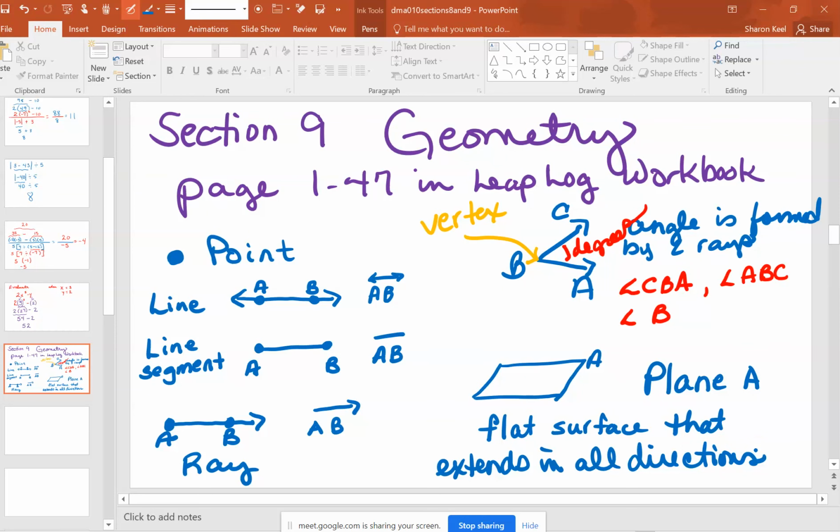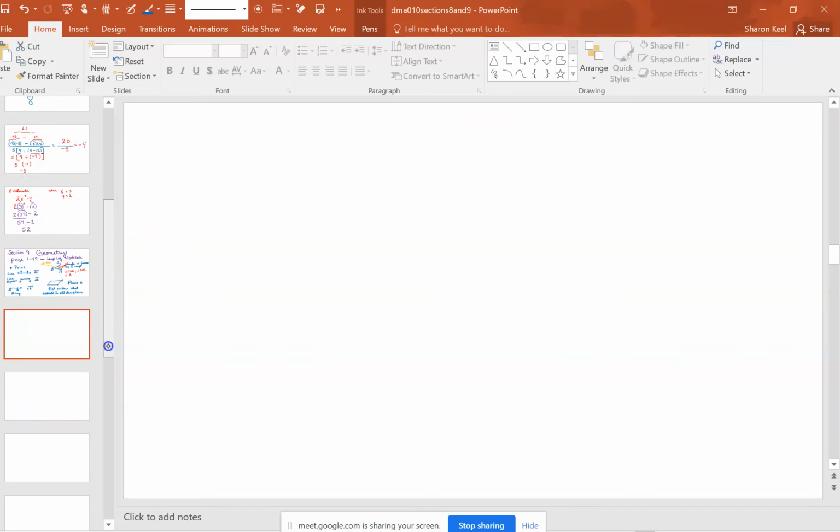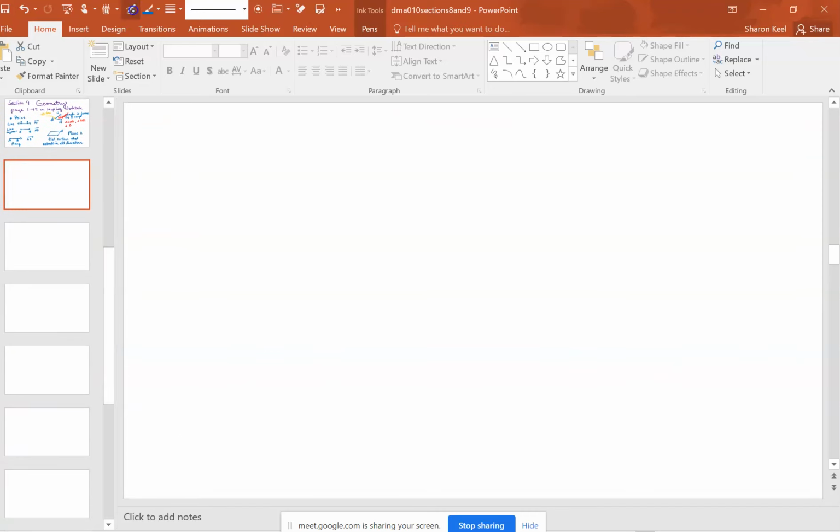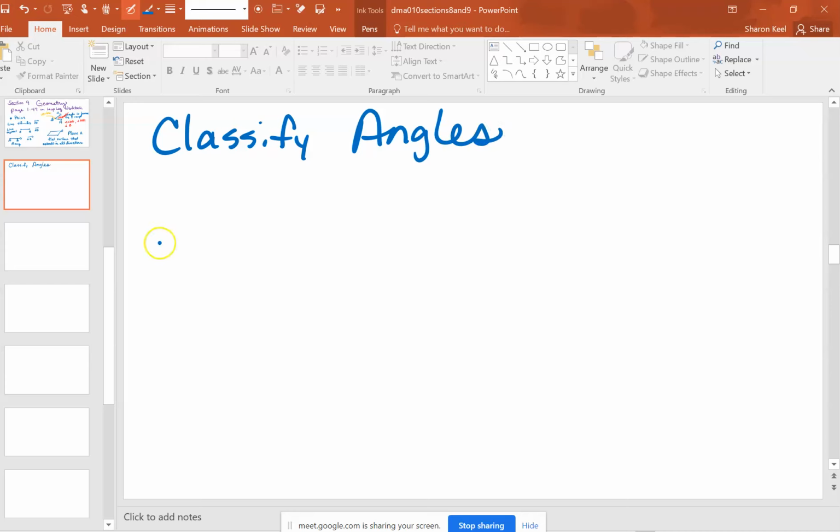Now, the next thing that we're going to look at with angles in particular, there are different types of angles, special kinds of angles. So we are going to classify angles. I'm going to label four different types of angles up here. So I'm going to draw them first, and then we're going to talk about each one.